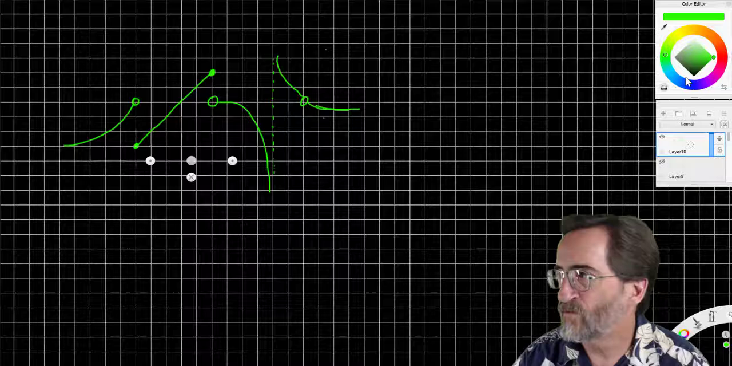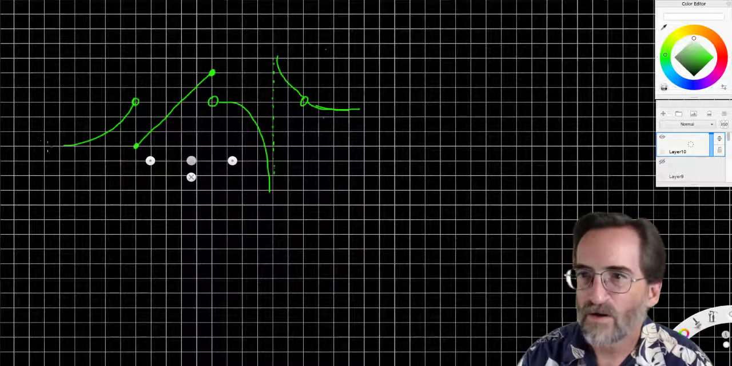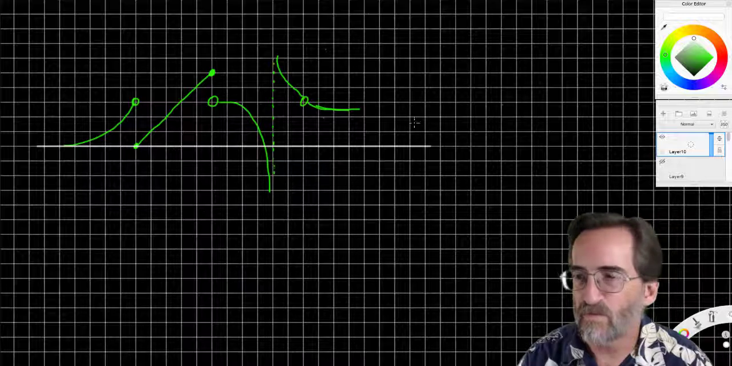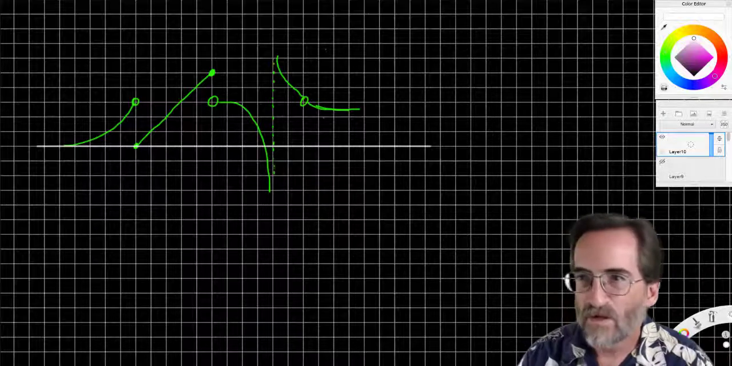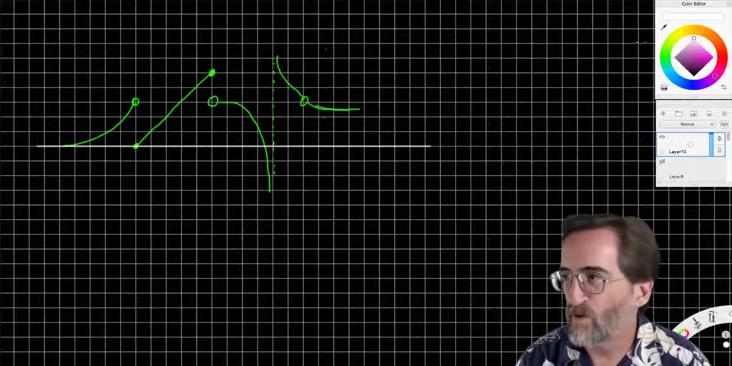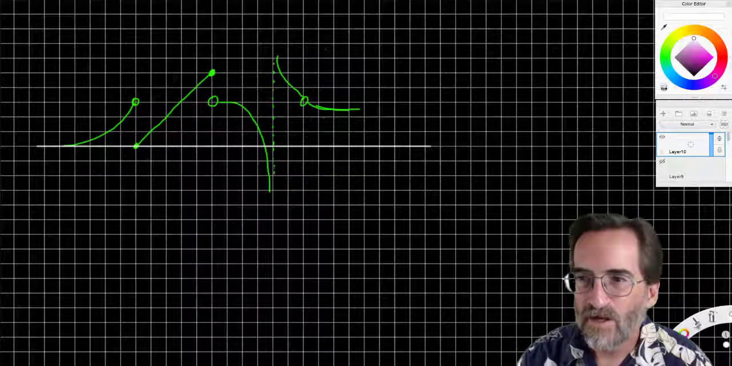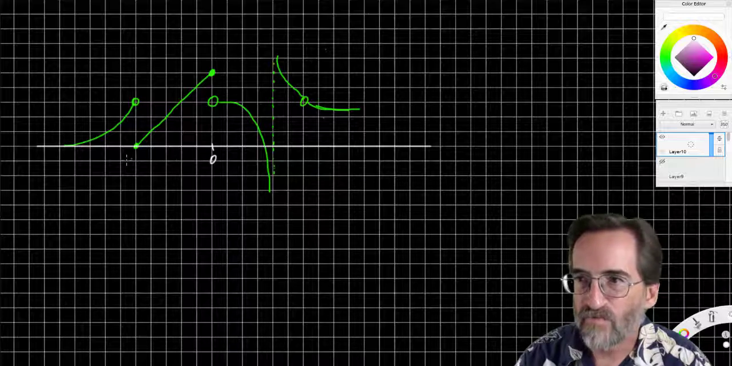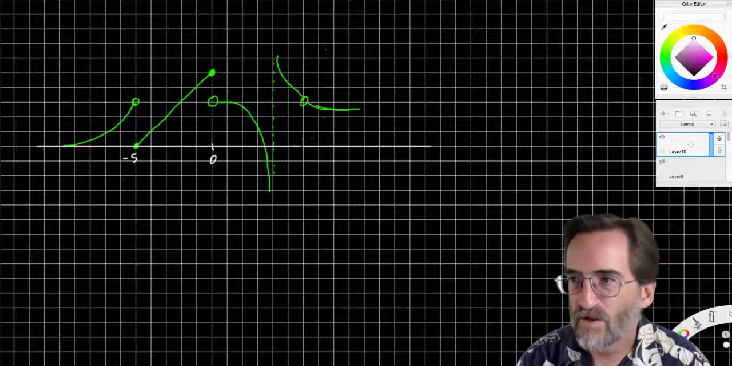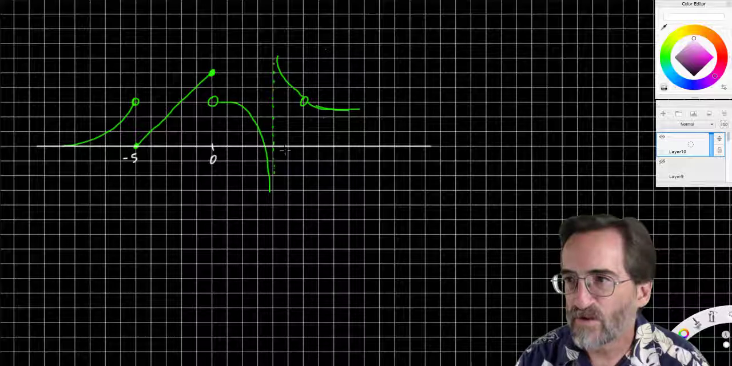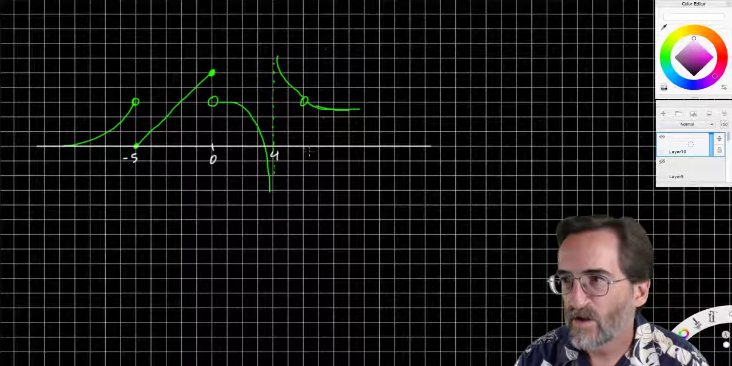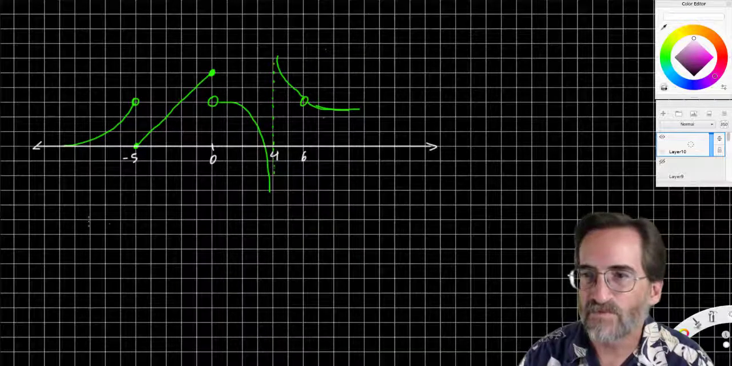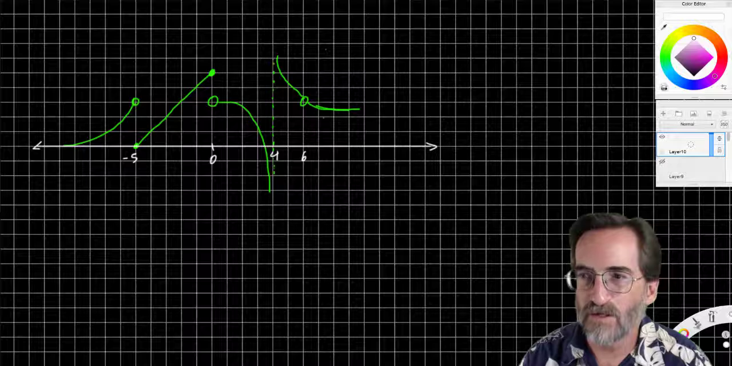Okay, here we go. The domain would be from, we don't have numbers. Got to have numbers. Okay, let's say 0 is right here. 1, 2, 3, 4, 5, negative 5. 1, 2, 3, 4, so 4, and then 6. Okay, so the domain of this, which would be all the possible x values, would be domain.